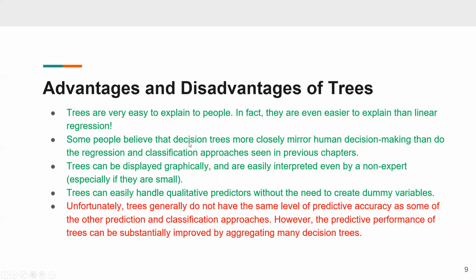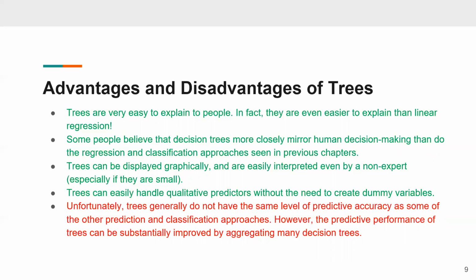And some people believe that decision trees more closely mirror human decision making than do the regression and classification approaches seen in previous chapters. Trees can be displayed graphically and are easily interpreted even by a non-expert, especially if they are small. If the trees are small, it's much easier to explain. Trees can easily handle qualitative predictors without the need to create dummy variables, just categories. Just put them in, and then you would be able to come out with a classification tree.